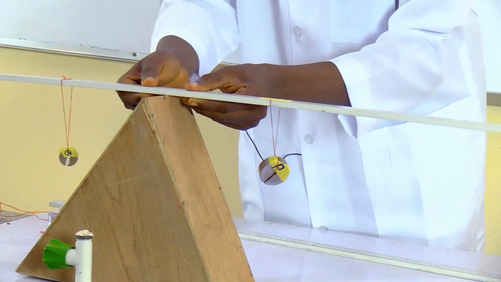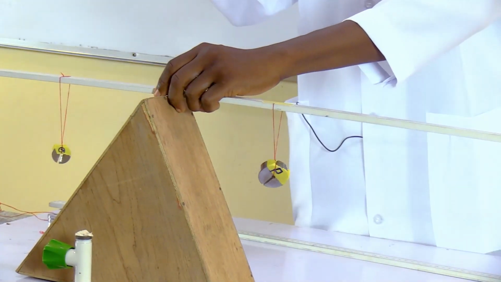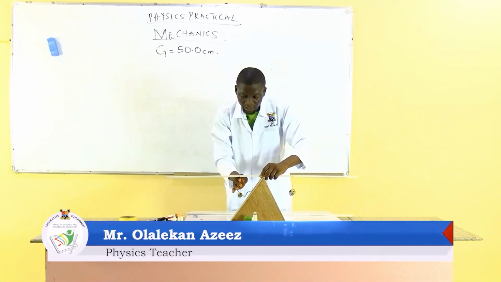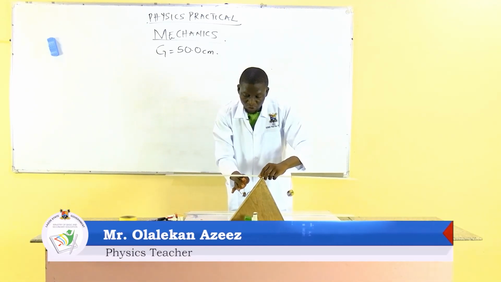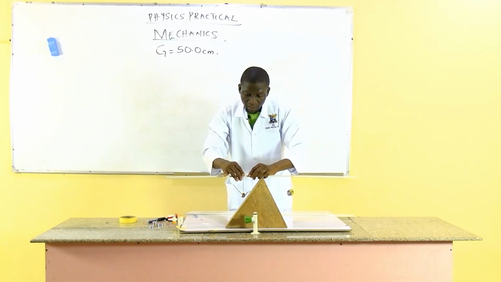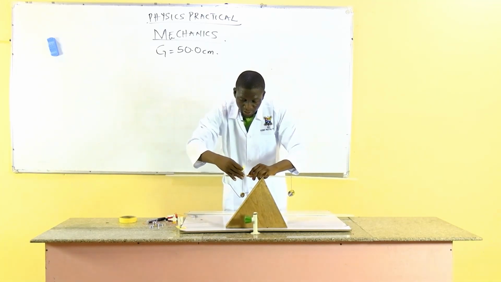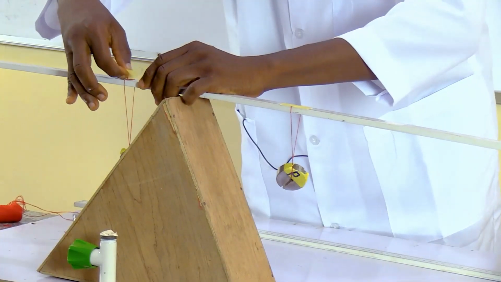Is there? The second mass is supposed to be at 10 centimeter mark. 10 centimeter from here should be 60. From the center is 50. Okay, I'm taping the second one at 60. Good.